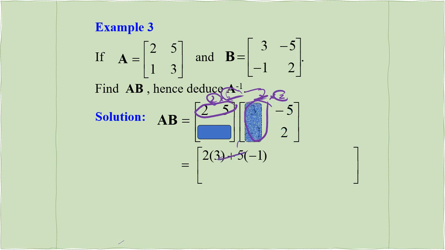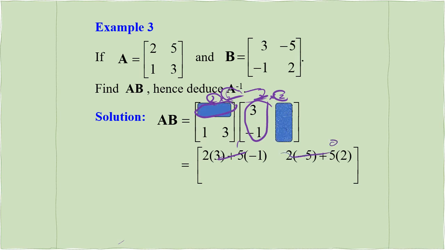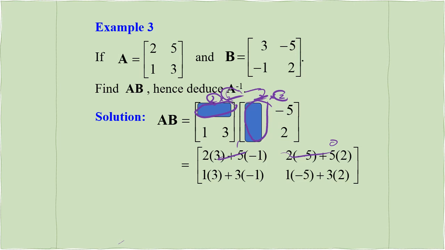And then first row, second column, we get negative 10 plus 10, we get 0. And then second row and first column, we get 3 minus 3 equal to 0. And second row and second column, we get negative 5 plus 6 equal to 1. Okay, so the answer is equal to 1, 0, 0, 1. So what is this? It's an identity.